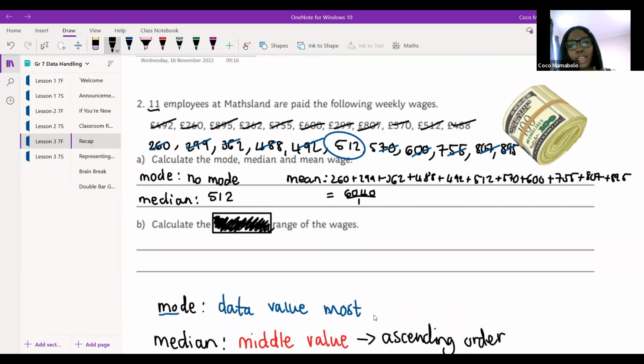6040 divided by 11. How much did that give us, guys? 6040 divided by 11 is? Anybody get an answer for me?